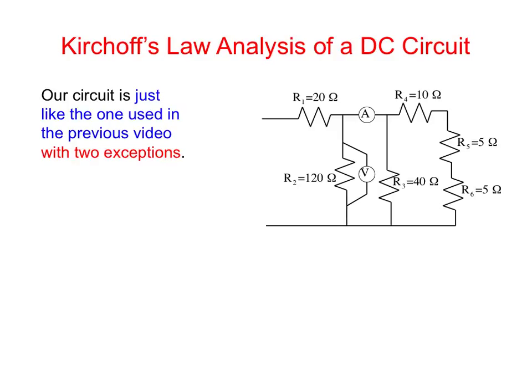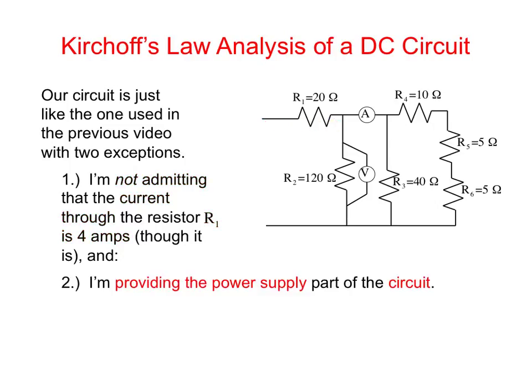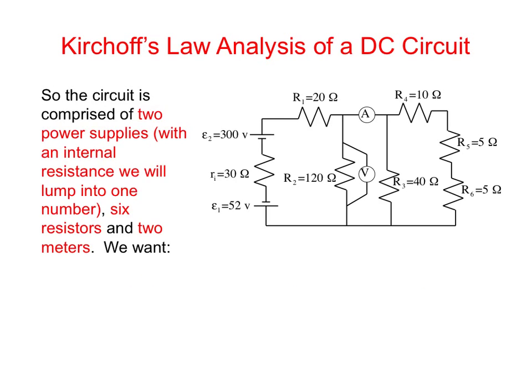So this is the same circuit you saw in the seat of the pants video with two exceptions. The first is that I'm not admitting that there are 4 amps of current flowing through R1. And the second is that I will be providing you with a power supply or two in this section here. So here are our power supplies. I'm actually putting 2 in the circuit just to be different. I'm orienting them in different directions just to add the thrill.